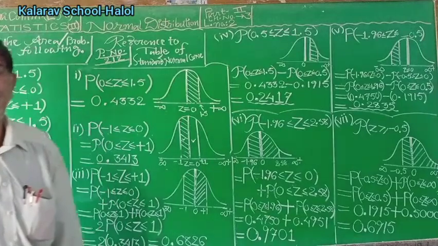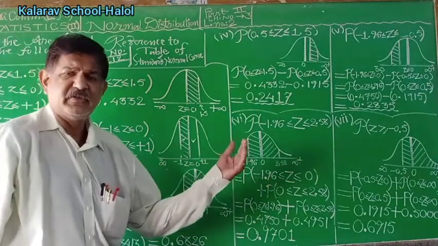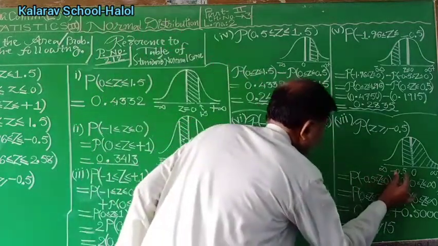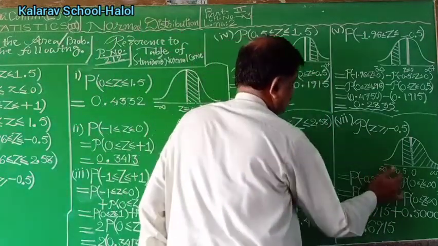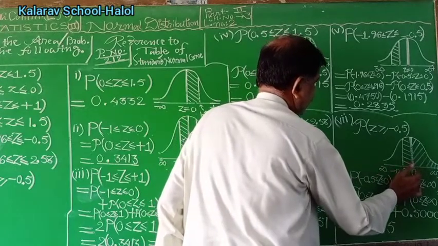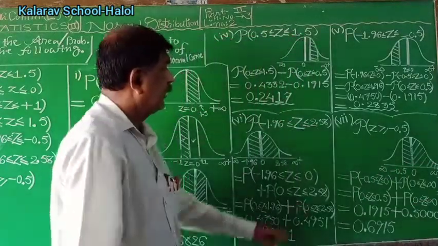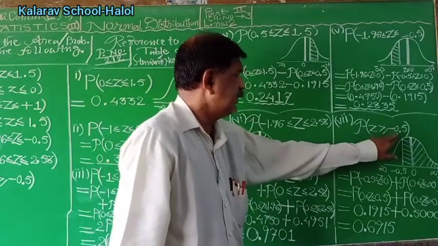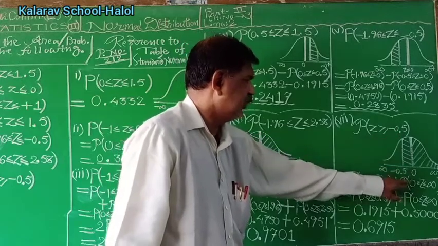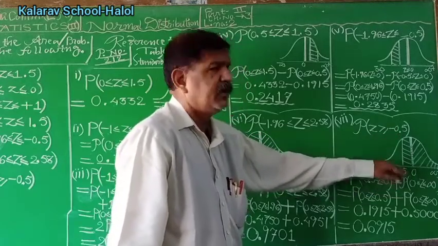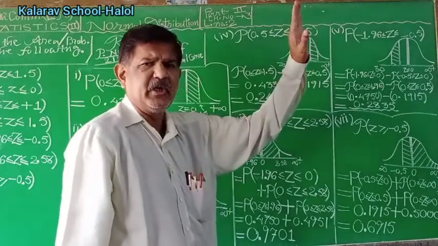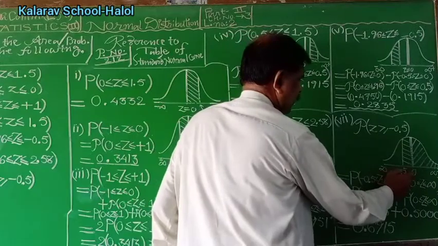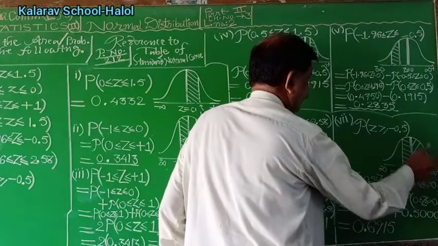Right? Probability z ≥ minus 0.5. This value minus 0.5 lies on the left-hand side of 0. Greater than means the area to the right of this value. So the required area is the total area to the right of minus 0.5: first minus 0.5 to 0, and then 0 to infinity.